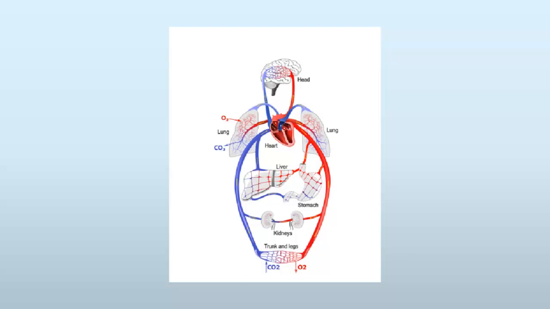So remember that the systemic circuit uses the heart and the body. Okay? Both of these systems work together in tandem and involve the respiratory system.